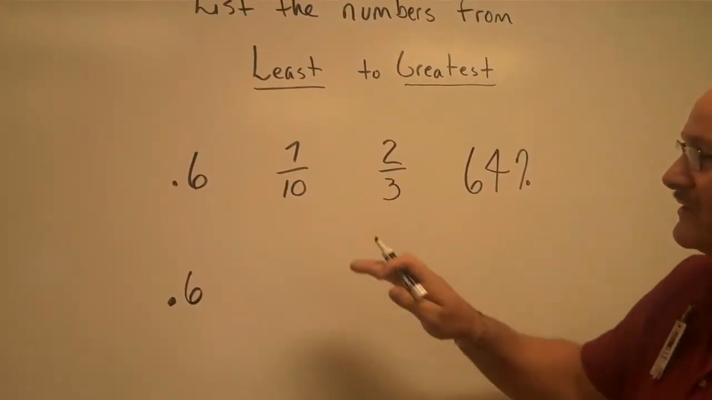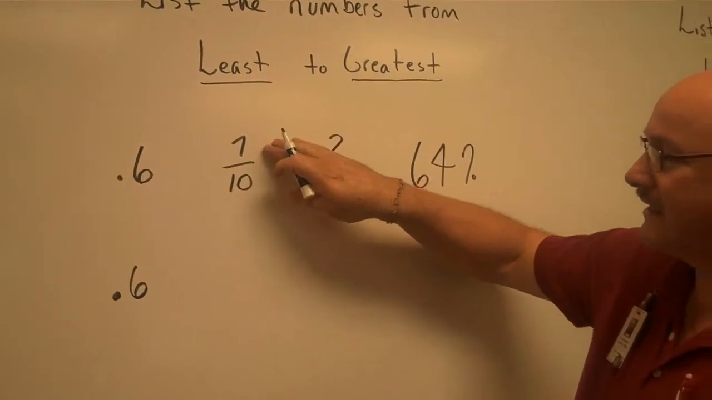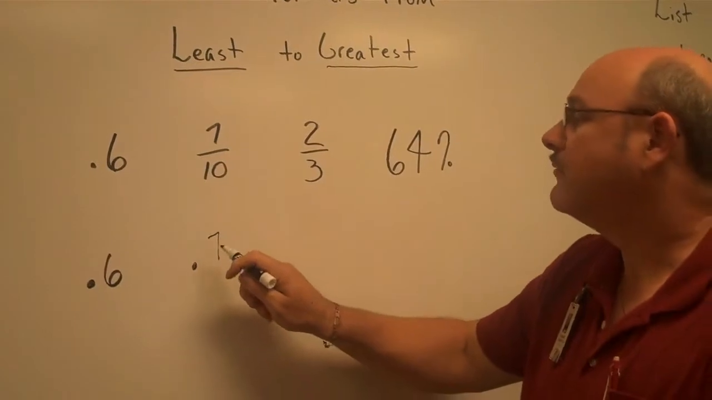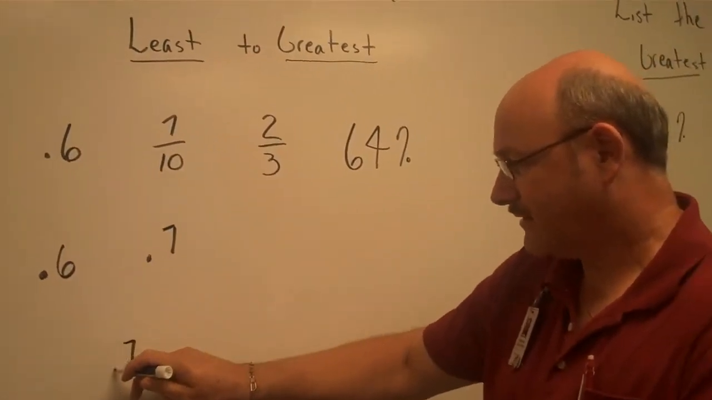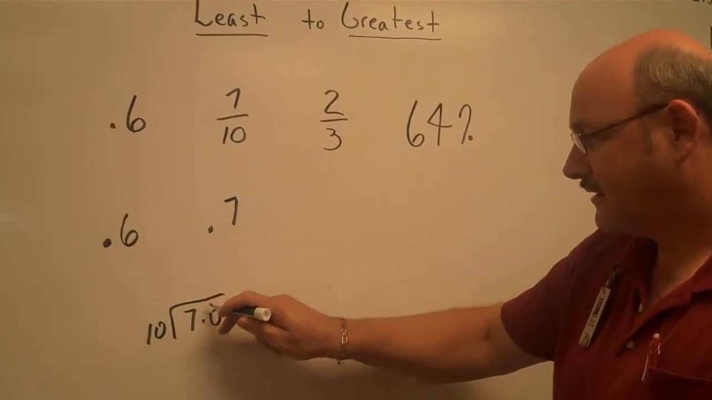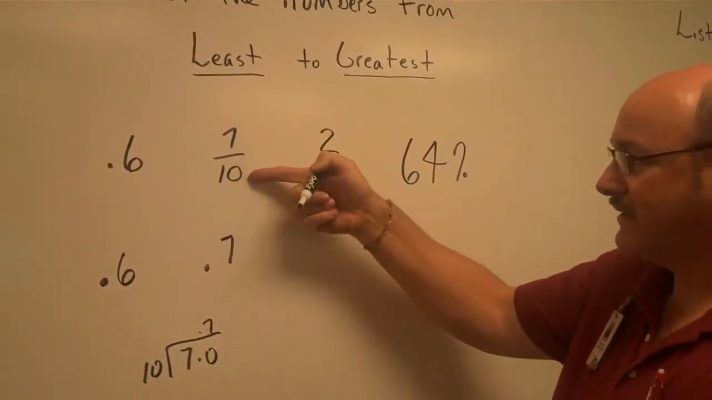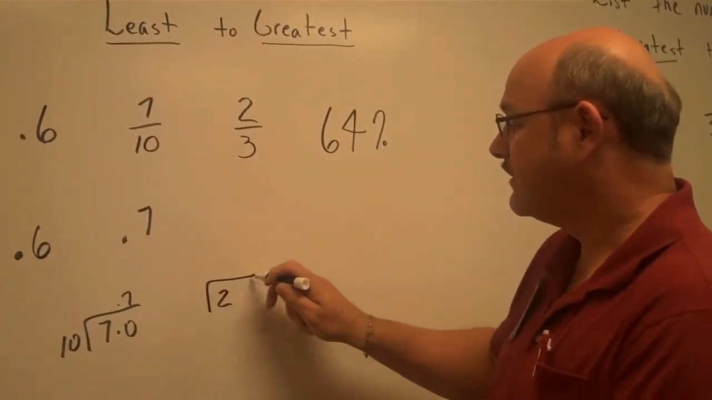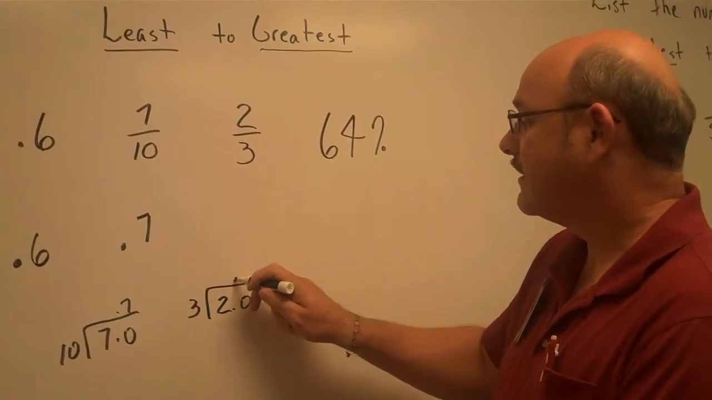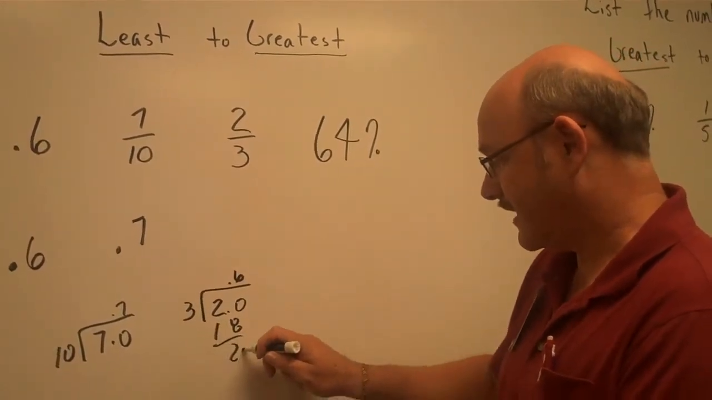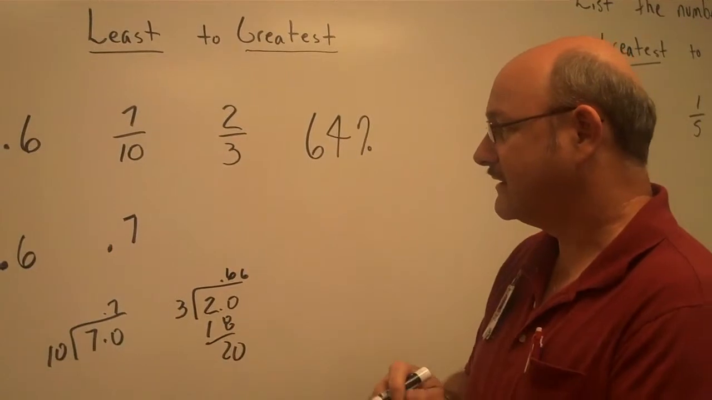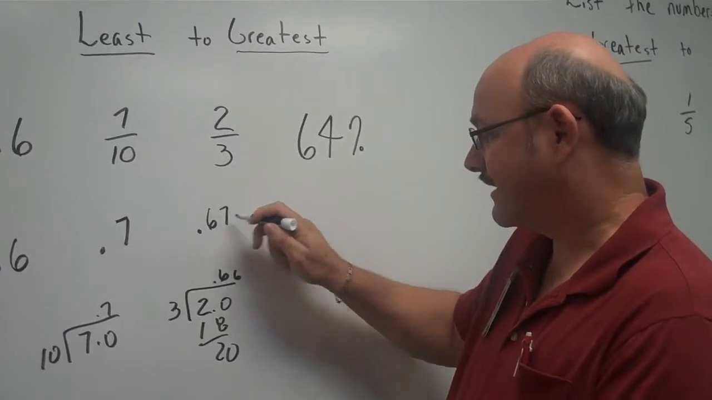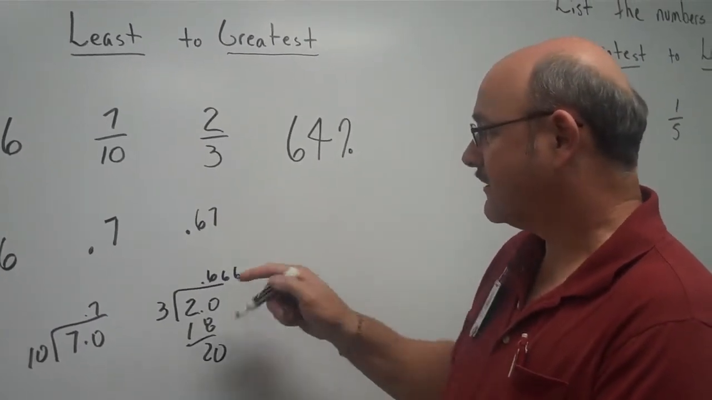7/10, from a previous lesson, we learned that if this says 7/10, we should know it's 0.7. We could come through and say 7 divided by 10 and find out it's 0.7. 2/3, we can go 2 divided by 3, and we're going to find out that this is a repeating decimal, 0.66666. So we can put 0.67 if we want to round it.